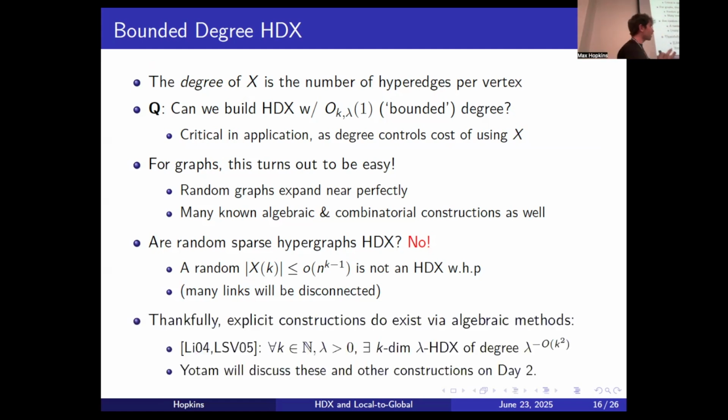Thankfully, it turns out that this sort of algebraic method does extend to high dimensions. This was first shown, I guess, in 3 dimensions by Ballantine, and then for general dimensions and expansion parameters by Lubotzky, Samuels, and Vishne. But for all dimensions and all expansion parameters, there exists an explicit k-dimensional family of lambda-HDX of degree about lambda to the minus k squared. The parameters don't matter that much.